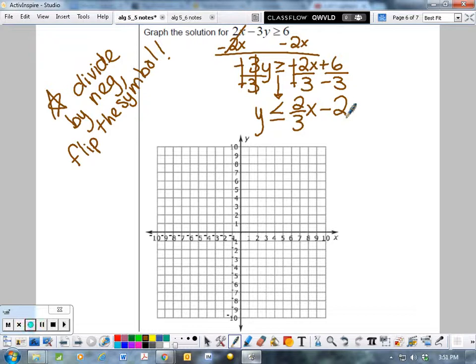So when I graph, I'm going to start at -2 on the y. Then we're going to go up 2, right 3, up 2, right 3, up 2, right 3, or down 2, left 3, down 2, left 3, down 2, left 3. And then I go back and look at my inequality symbol and determine how to graph my line. So when I look here, I have an or equal to, so it's solid. So I draw a solid line.